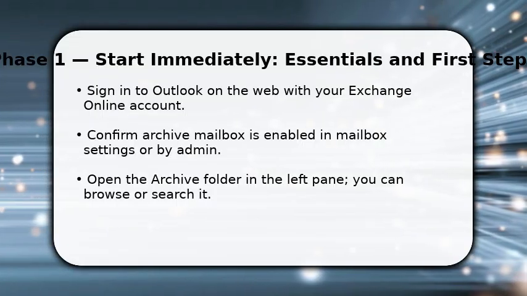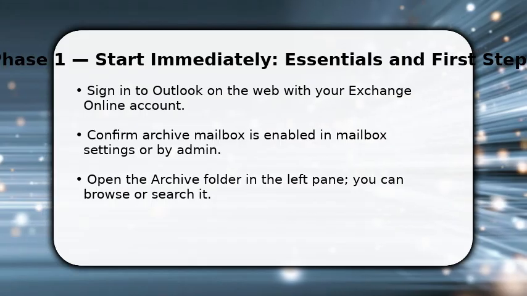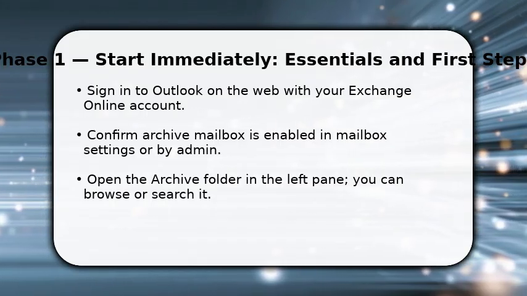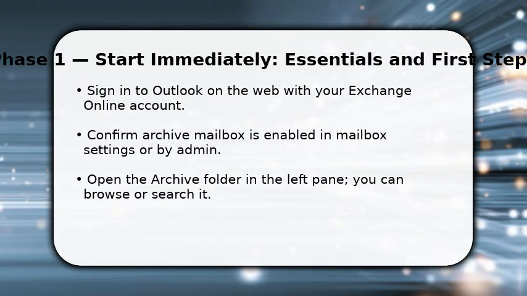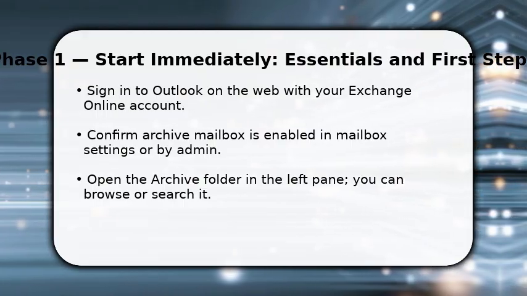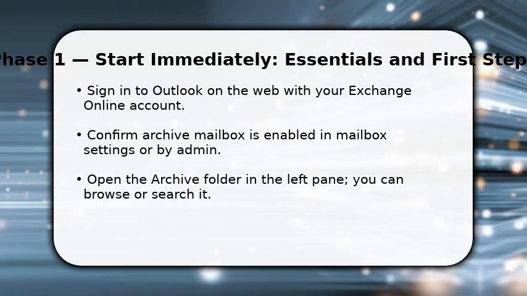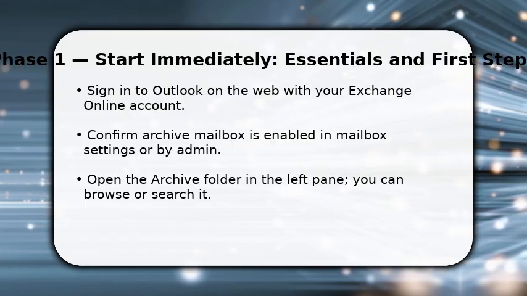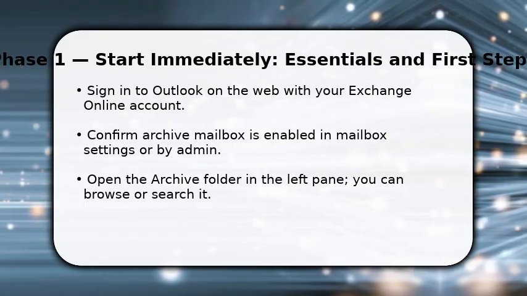You sign into Outlook on the web and immediately check that your account has an online archive enabled. This is essential because the archive only exists on Exchange. Once confirmed, expand the left folder pane, locate the archive mailbox, and open it. This is where older items live.